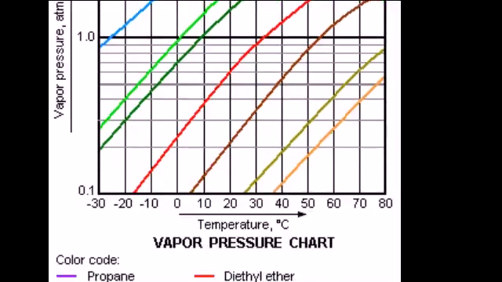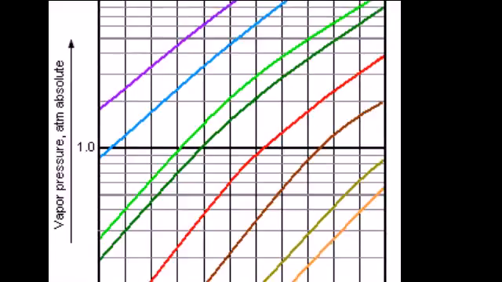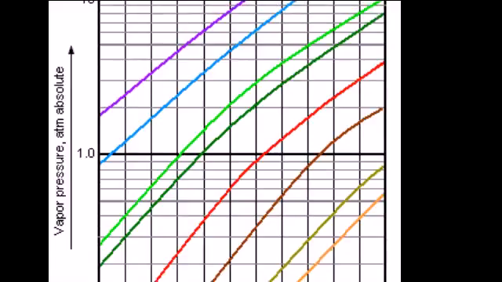But these are just for different substances. Propane, you see at any given, so let's go at a decent temperature. Let's go 20 degrees Celsius. At 20 degrees Celsius, propane has the highest vapor pressure. So this is 1 atmosphere. So propane will actually boil at 20 degrees Celsius. It'll completely boil and go into the gaseous state because its vapor pressure is so much higher than atmospheric pressure, if we're assuming we're at sea level.